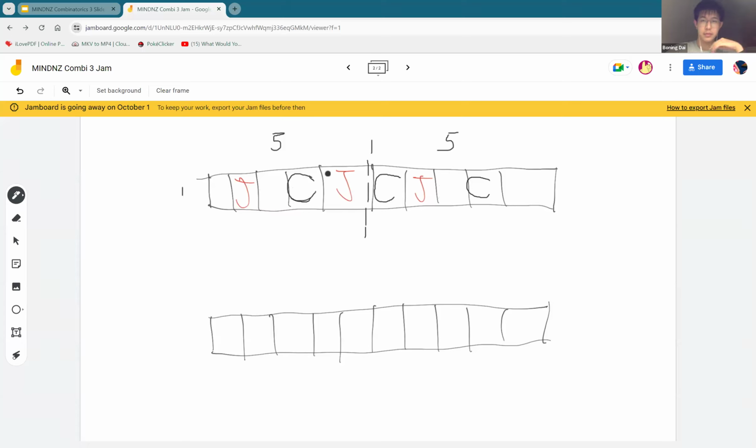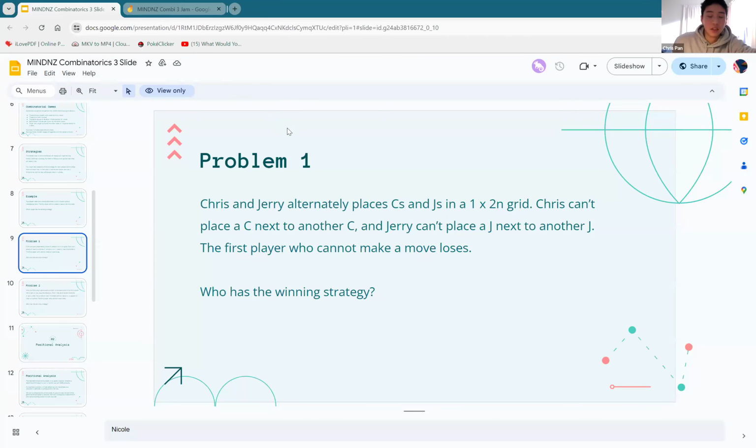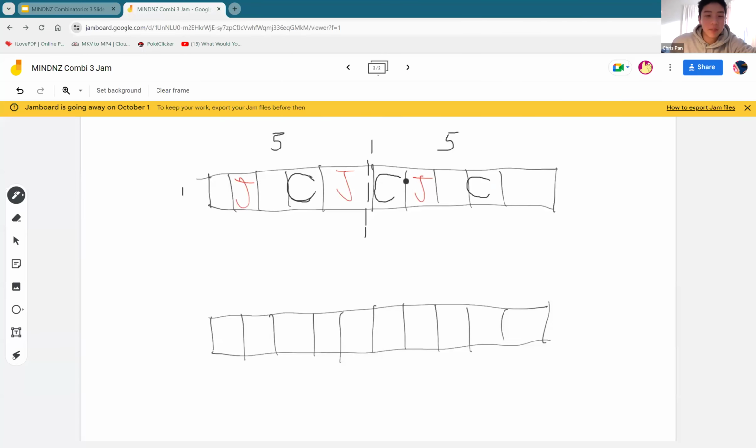So there'll always be a free square for Jerry to place in, but you have to satisfy the other condition as well, which is that you can't place a C next to another C and you can't place a J next to another J, right? So if I can make a move, i.e., my C is not next to a C, then we have to show that Jerry's J is not next to another J.